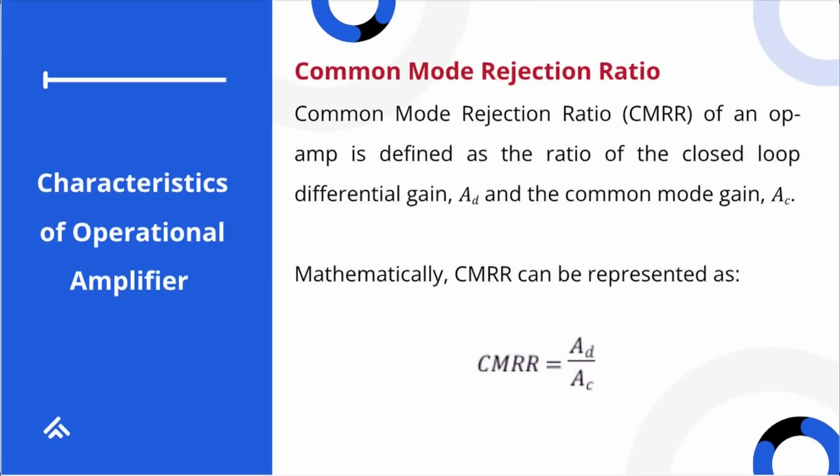The closed loop differential gain of the op-amp is the gain of the op-amp when the feedback is applied and the input is a differential signal, that is the voltage difference between the inverting and non-inverting inputs. Mathematically, common mode rejection ratio can be represented as AD divided by AC. Note that the common mode gain, that is AC, is the ratio of the common mode output voltage and the common mode input voltage.